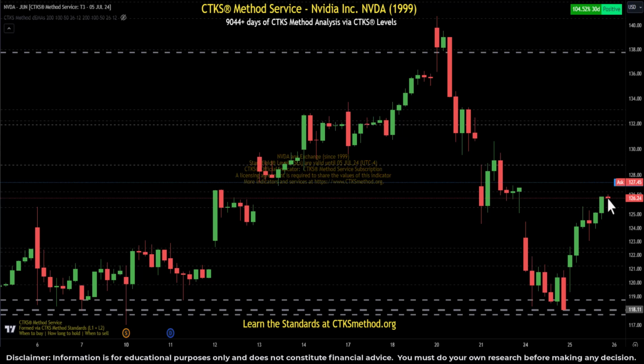If you're in Nvidia right now, just paying attention to this 118 level is very important. You can see that the buyers have been here before and they've rejected the sellers trying to push Nvidia's price down. Over the past 30 days, Nvidia is up over 100%. It's done very well. Always keep your eye on the structural levels, especially how strong they are.